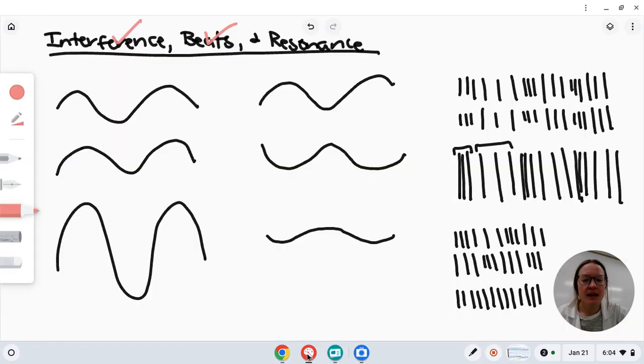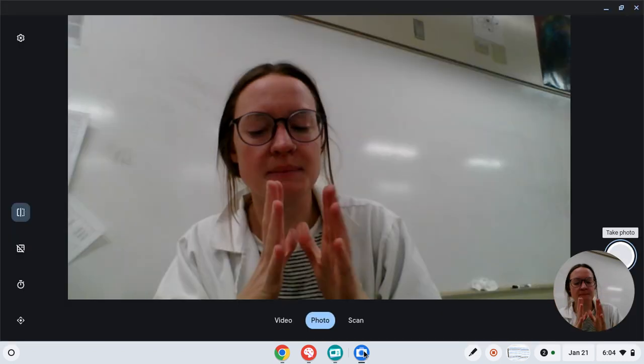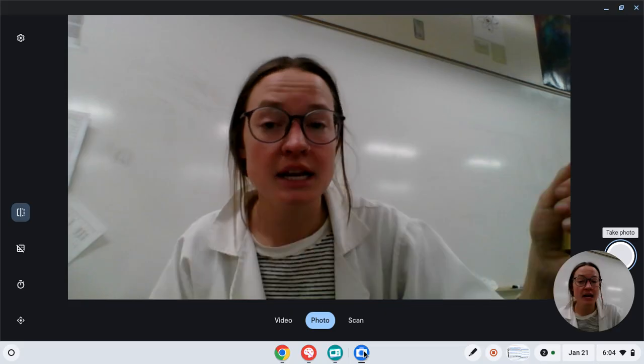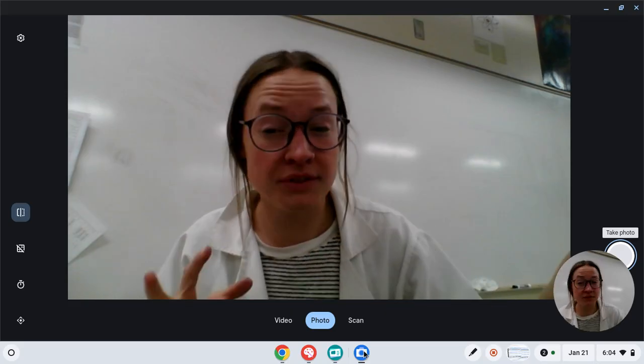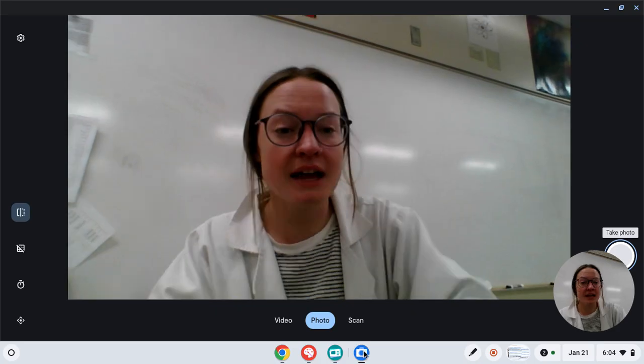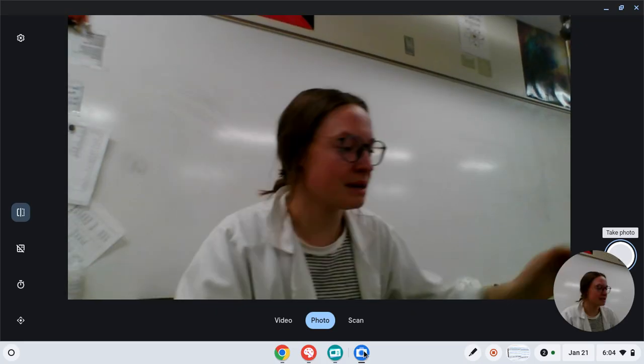Here's how resonance works. Actually, I'm going back to the camera here, sorry about that. Here's how resonance works. It turns out that it's not just pendulums that have a natural frequency. It turns out that all things really have a natural frequency. They have a natural frequency that they like to vibrate back and forth at. Let me show you an example here.